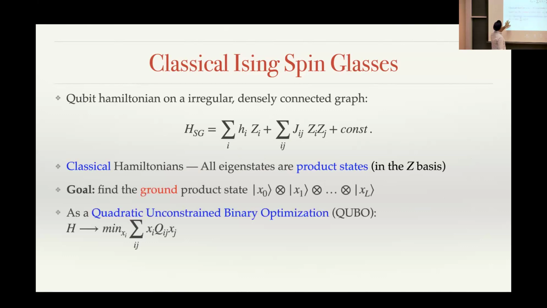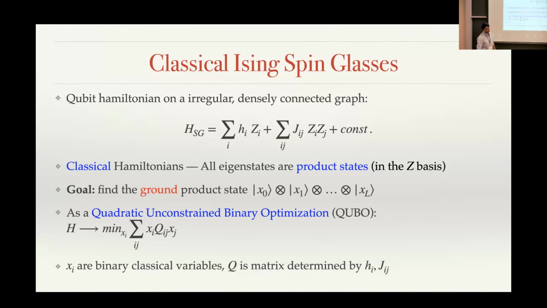It turns out that you can also cast the problem of finding the ground state of this Hamiltonian as what is called a quadratic unconstrained binary optimization problem, which is some minimization of a classical function. Here X is just a vector of binary variables and Q is a matrix. And you can use any number of solvers out there to solve this problem, including, for instance, Gurobi.